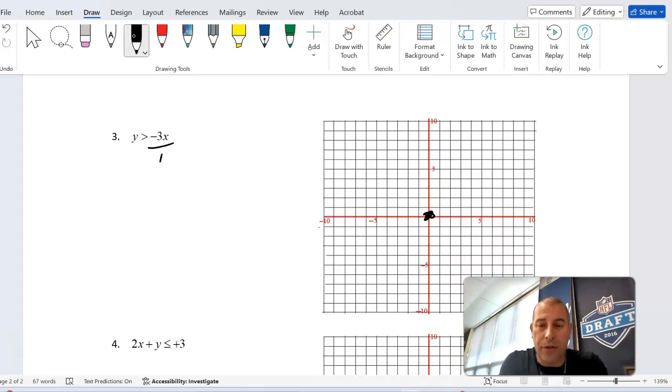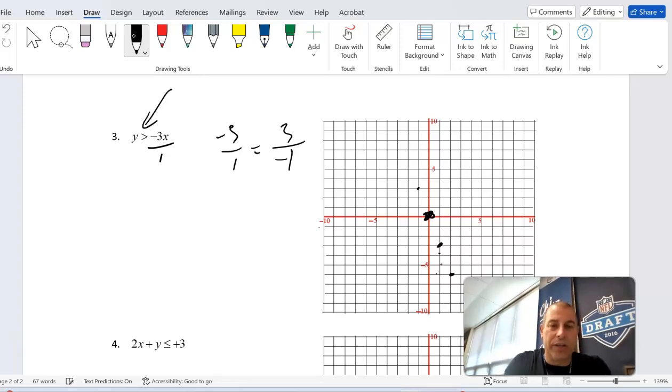So -3 over 1. So down 3, 1, 2, 3, to the right 1, down 3 to the right 1. If I want to be fancy, remember negative 3 over 1 is the exact same as 3 over negative 1. So I could rise 3 and run 1 to the left. They're still all on it.